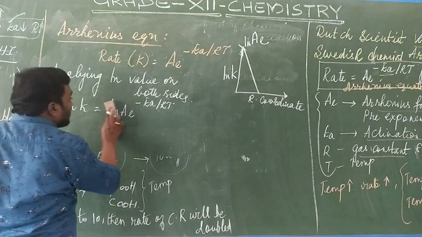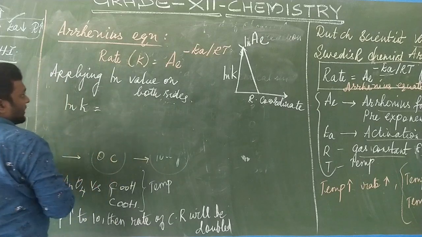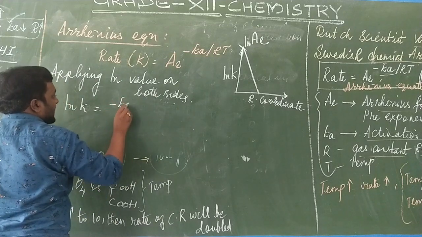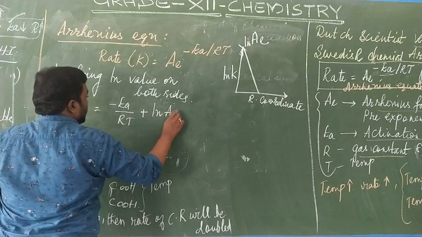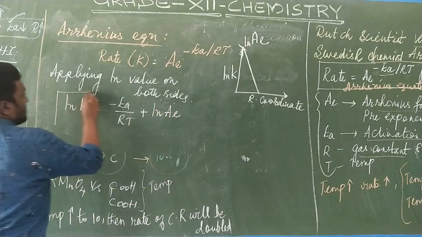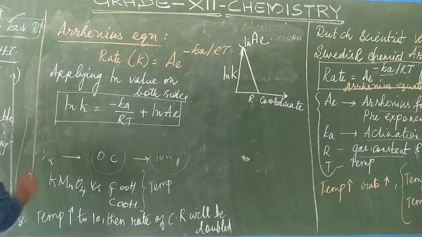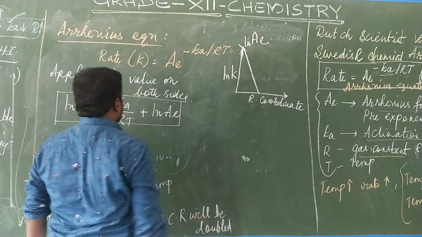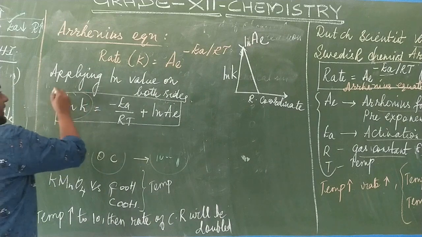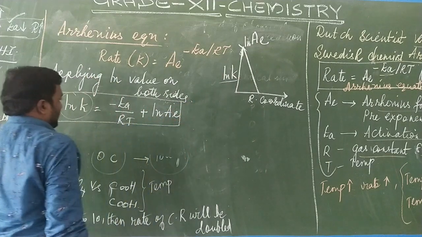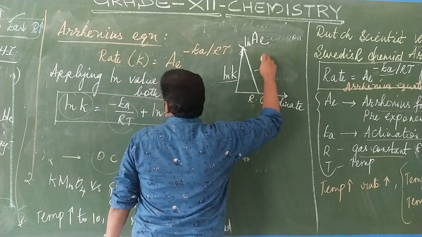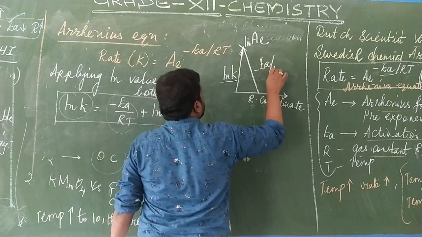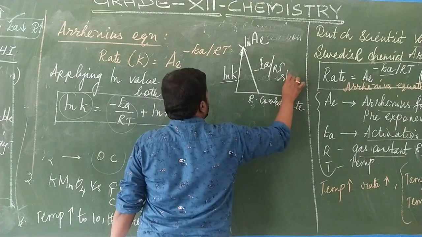Write it like that. Or to be even more correct, write it as minus EA by RT plus ln of AE. So what will this become? Overall reaction. Now I have plotted a graph for this equation. Look, I have taken ln K on the y-axis. Minus EA by RT will be the slope. This is nothing but a slope.